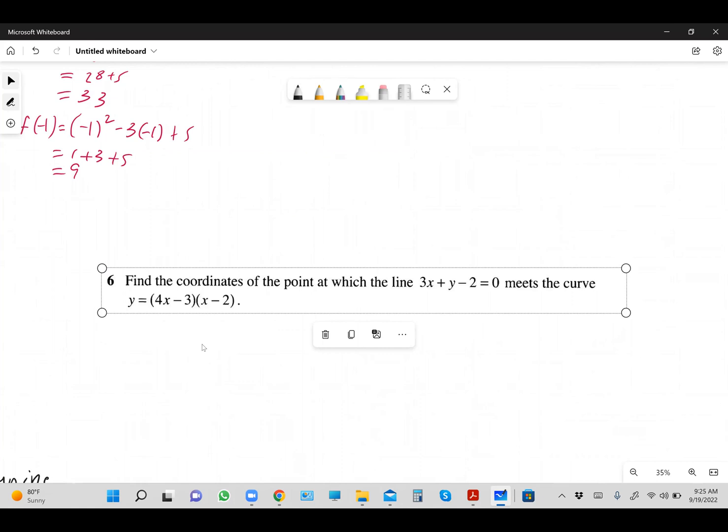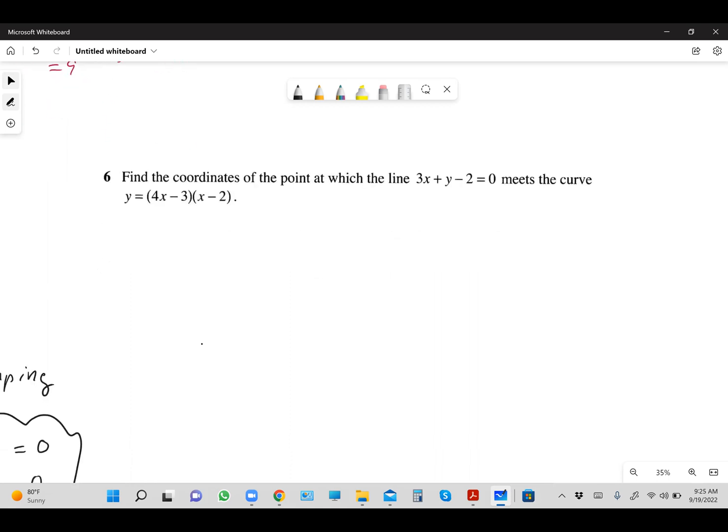It says find the coordinates at which the line 3x plus y minus 2 equals 0 meets the curve y equals 4x minus 3. So you can imagine that. One way you could do this is by graphing, but we're not going to graph. So here we have our line. It meets where they cross each other. If you have a parabola, a line will go through it.